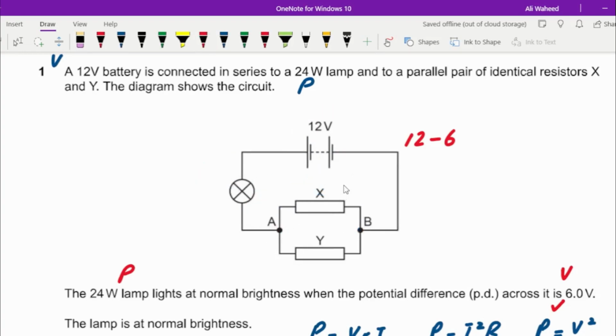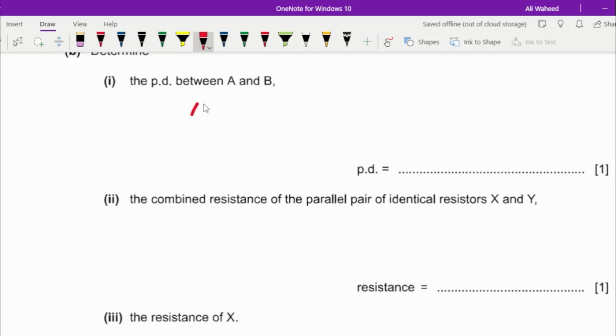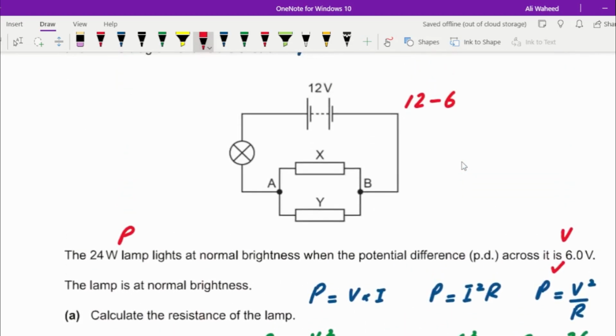And then you need to realize that the two resistors are connected in parallel with each other. So the voltage across both of them would be 6. So what we write here is that equals 12 minus 6, which is 6 volt. So you get 6 volt across the first resistor, you get 6 volt across the second resistor. Even if you had a third one here, you would have been getting 6 volt across the third one as well.